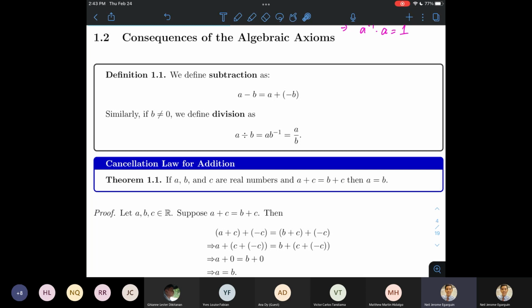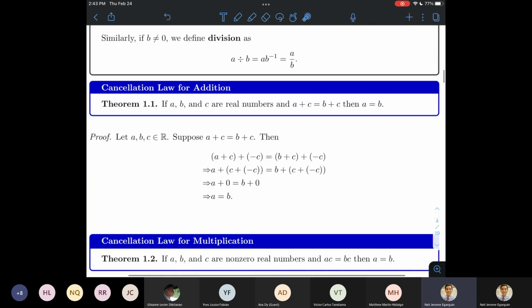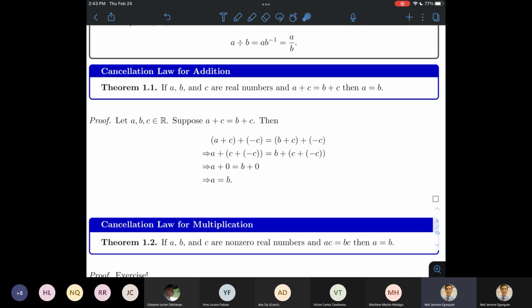In the proofs and theorems, it's always just two operations that we talk about. Because you can, in a straightforward fashion, deduce the same properties for subtraction and division. Okay? Which brings us to our very first theorem, the cancellation law for addition. And this is a very important tool.